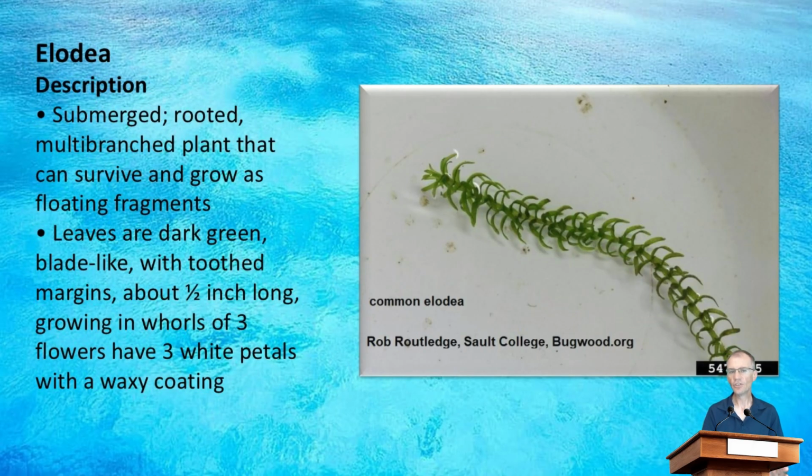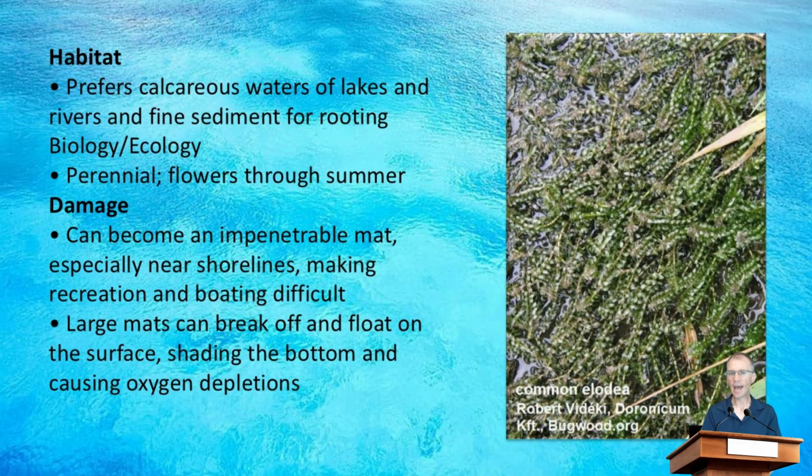Elodea. Description: submerged, rooted, multi-branch plant that can survive and grow as floating fragments. Leaves are dark green, blade-like, with toothed margins, about 1/2 inch long, growing in whorls of 3. Flowers have 3 white petals with a waxy coating. Habitat: prefers calcareous waters of lakes and rivers and fine sediment for rooting. Biology and ecology: perennial, flowers through the summer.